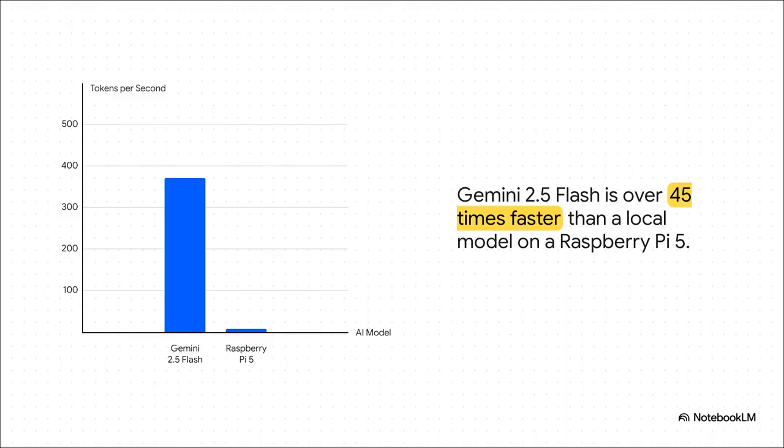Let's really put that in perspective. A common setup for a local, do-it-yourself project would be something like a Raspberry Pi 5. You can run a small AI model on it and get about 8 tokens per second, which for a tiny little computer is actually pretty impressive.